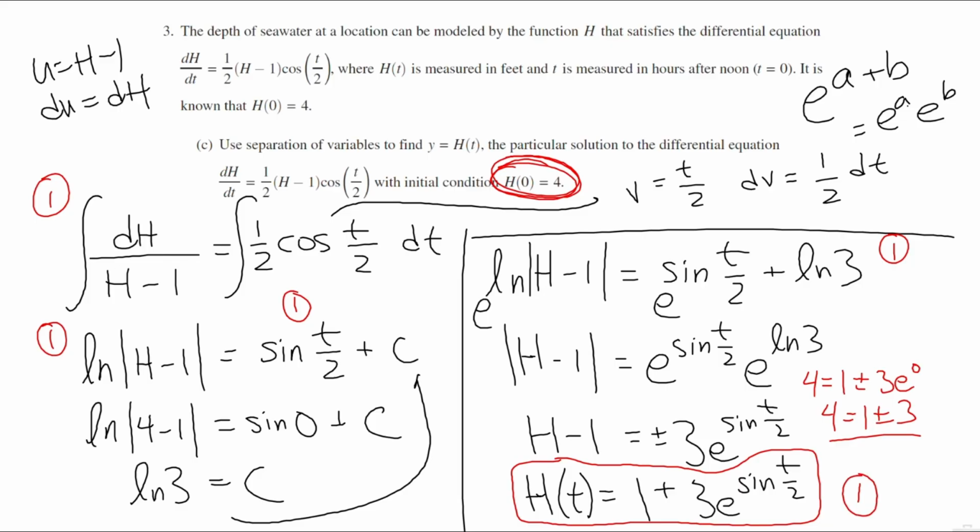And so that totals up the full 9 points of the problem. We got 1 point for part A, 3 points for part B, and we ended up with 5 points here for part C. And that is about all there is to say about this particular differential equation FRQ.